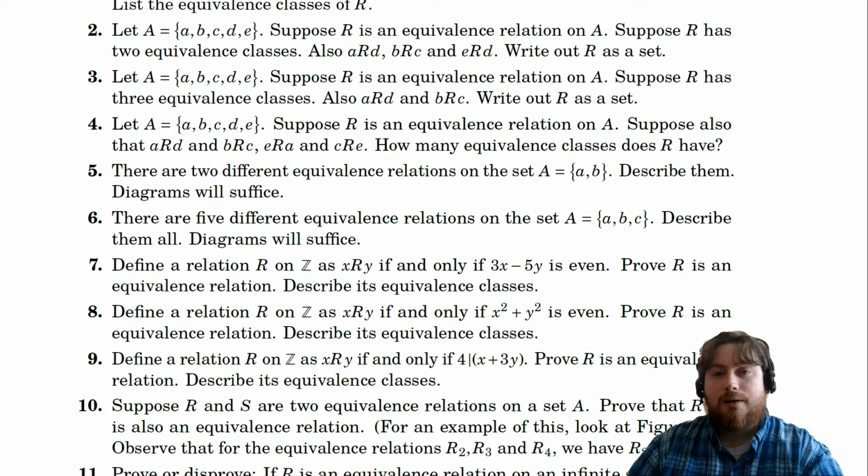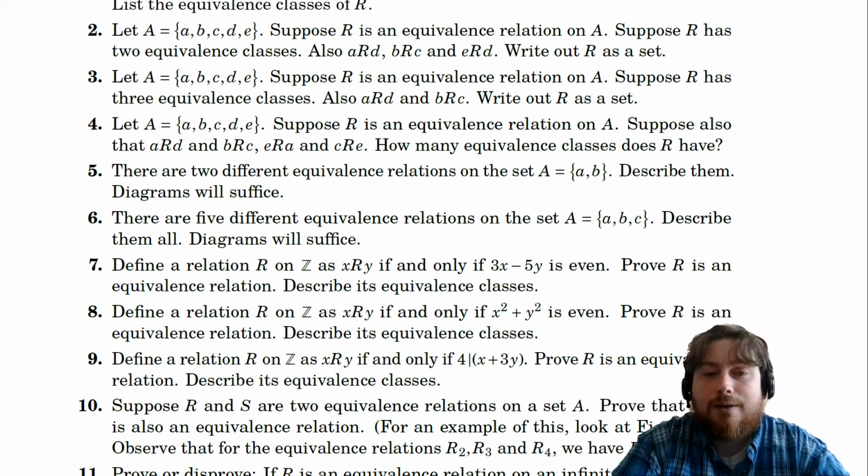All right. The next one we had was number 8. So let's look at that. We'll define a relation R on Z as x R y if and only if x squared plus y squared is even. We want to show that this is indeed an equivalence relation, and I want to define its equivalence classes.